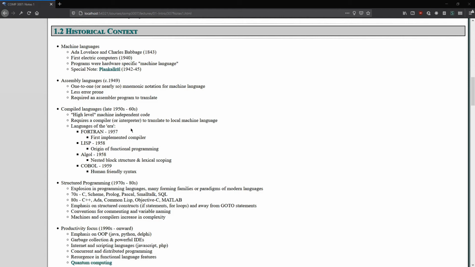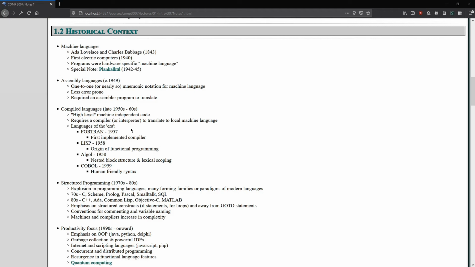So following this development of compiled languages, through the late 70s and 1980s, there was actually an explosion in programming languages, all arising out of those first few languages from the previous era. So in the 70s, we saw languages like C and Scheme from this course and Prolog, Pascal, Smalltalk, and SQL. In the 80s, we saw languages like C++ and Ada, Common Lisp, Objective-C, MATLAB, many of these languages still in common use today.